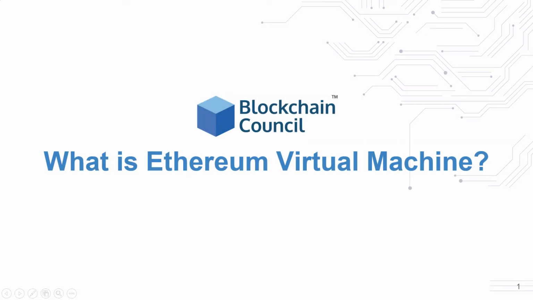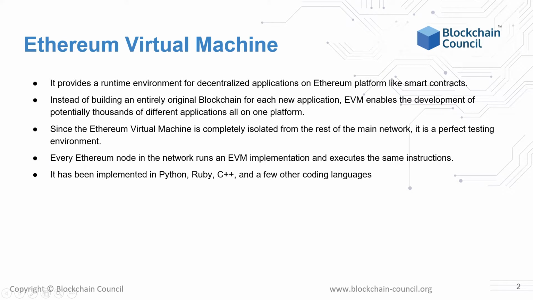Now, we will discuss one of the main components of the Ethereum blockchain, which is the Ethereum Virtual Machine, or EVM. The Ethereum Virtual Machine allows users to create decentralized applications on the Ethereum platform. An example of a decentralized application is a smart contract.